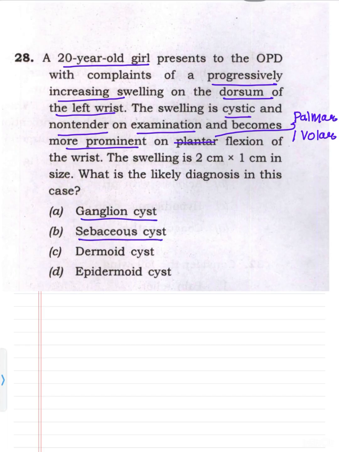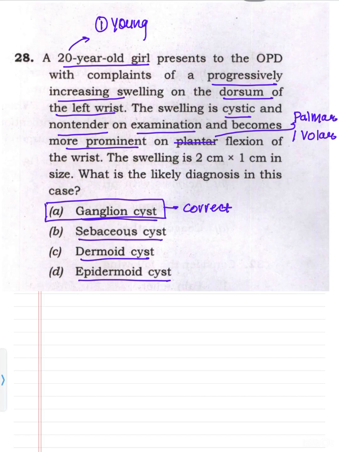Ganglion cyst, sebaceous cyst, dermoid cyst, or the epidermoid cyst. So the answer will be ganglion cyst. So ganglion cyst will be the correct answer. And there are various clues given in this question. The first is a 20-year-old girl. So generally ganglion cysts are more common in young adults, and that too in females. So in females it is more common than males.